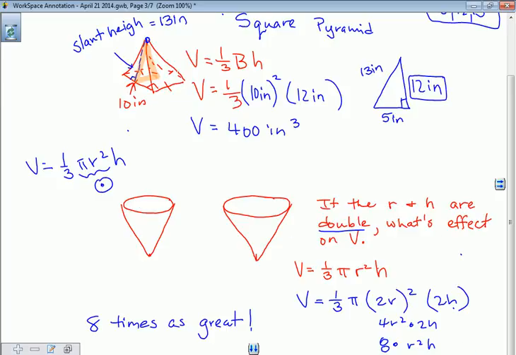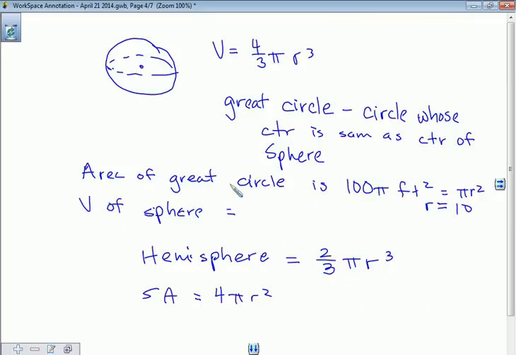Okay. Sphere. All right. So sphere, volume is 4/3 pi r cubed. Now, what we need to remember about a sphere, do you guys remember the great circle? Okay, a great circle of a sphere is just a circle whose center is the same as the center of the sphere. So we can have an infinite number of great circles, but you can see this one.